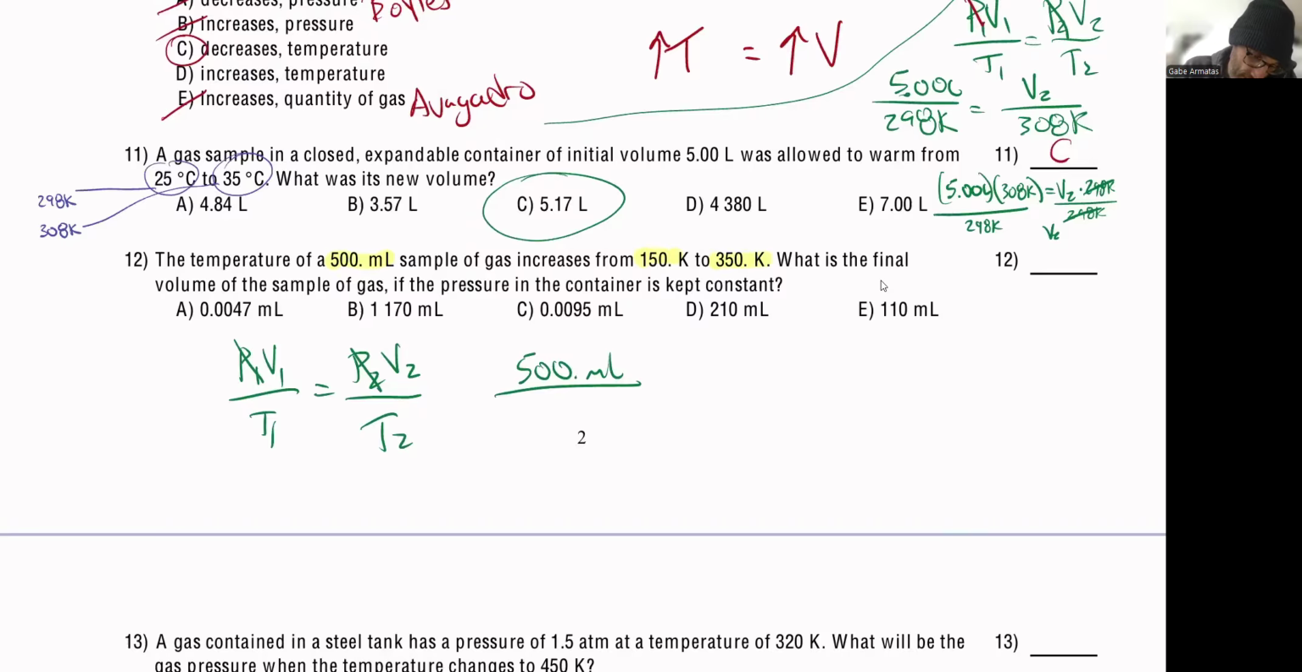Temperature 1 is 150 and temperature 2 is 350, and they're both in Kelvin, so we don't have to do any conversions. So 150 Kelvin equals... we're looking for the new volume when the temperature turns out to be 350 Kelvin. Temperature is going up, so we expect volume to increase as well. And now we do the math.